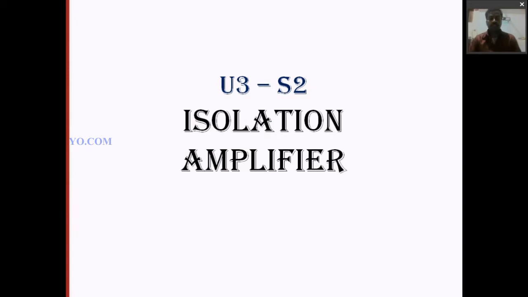Okay, welcome students. In this session we are going to study the isolation amplifier. In the previous session we studied the differential amplifier, the need for a bio amplifier, the instrumentation amplifier, and the advantage of the instrumentation amplifier over the differential amplifier. Those are the things we studied in the last session. Today we are going to continue with the next amplifier, that is the isolation amplifier.